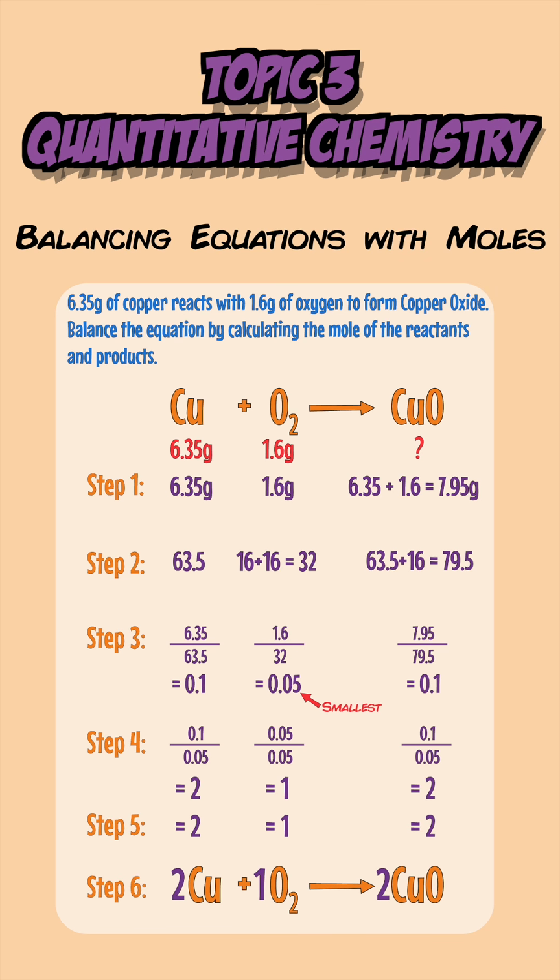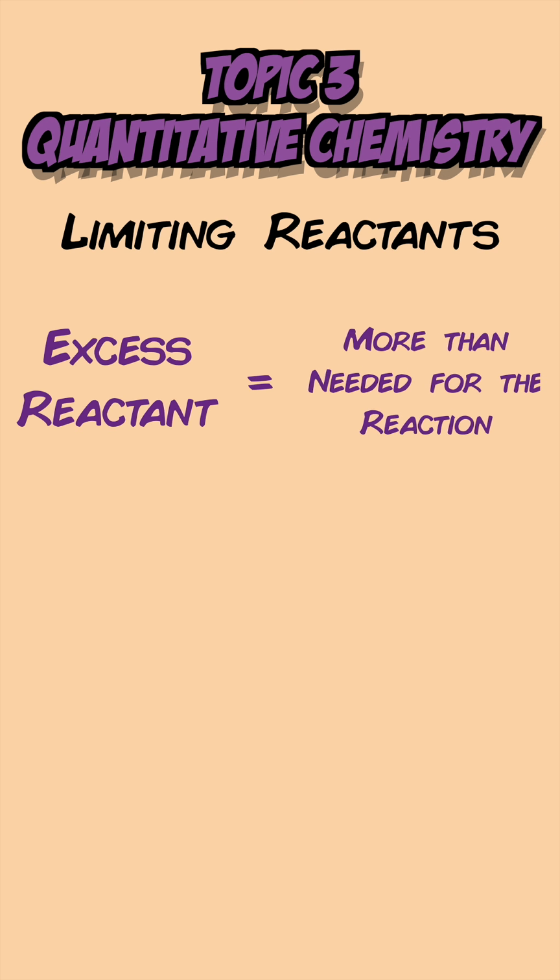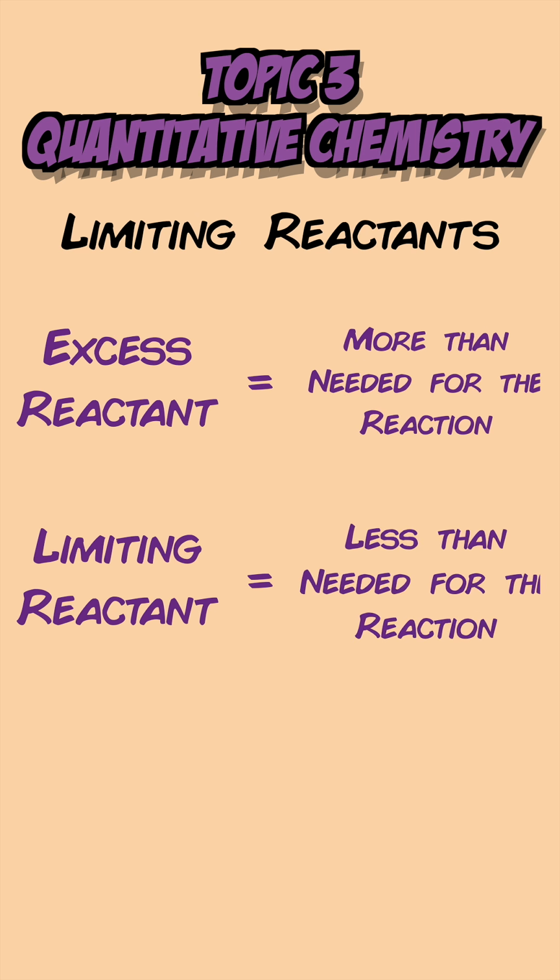In some chemical reactions, you can have an excess reactant and a limiting reactant. When you have an excess of a reactant, you have more of it than is needed for the reaction, whereas with a limiting reactant, you have less than needed.